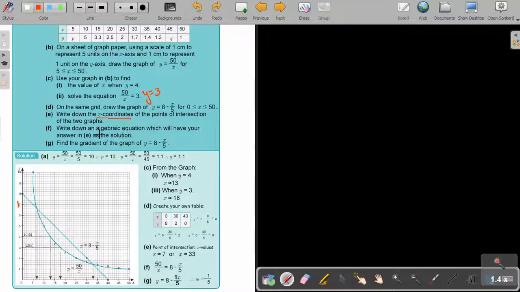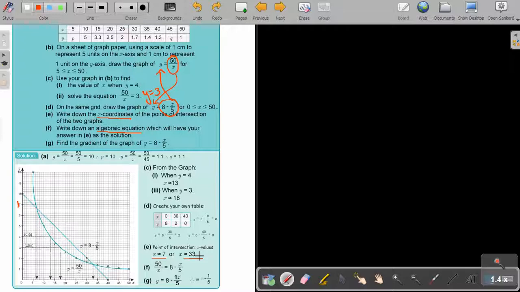Write an algebraic equation which will have your answer as the solution. It's just where the two equations will be equal. So it's where this will be equal to this, because it's almost like you take this and substitute it in the place of y, or take this and substitute it in the place of y. You don't have to simplify it. If you simplify it with algebra, you will get these values.